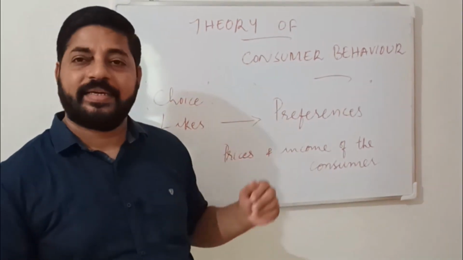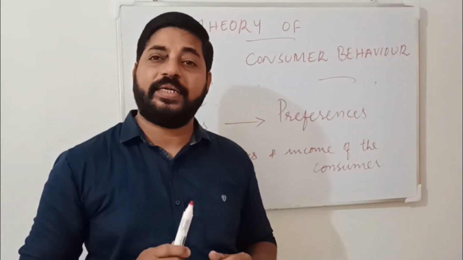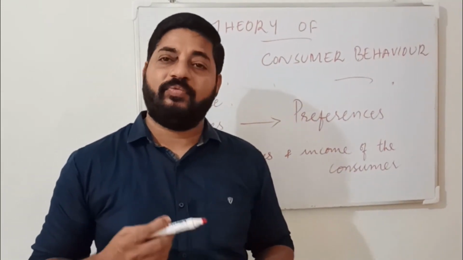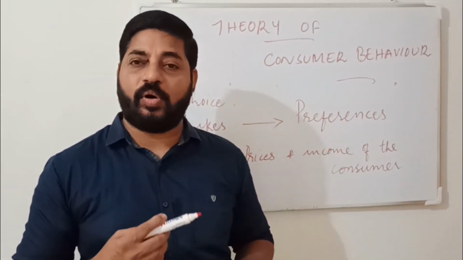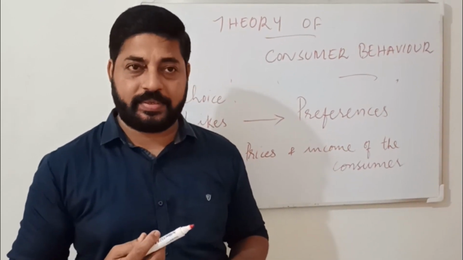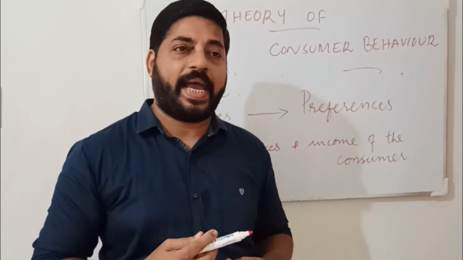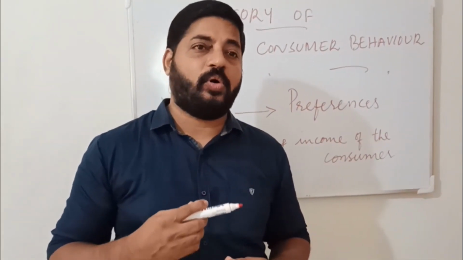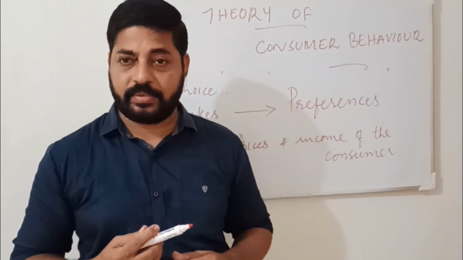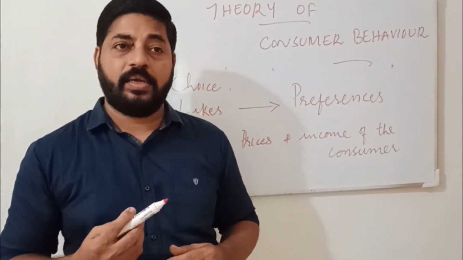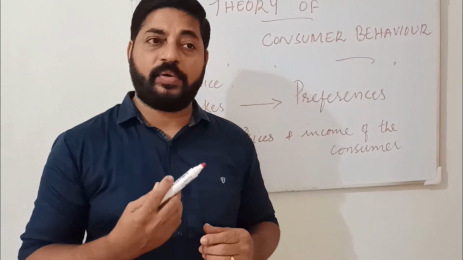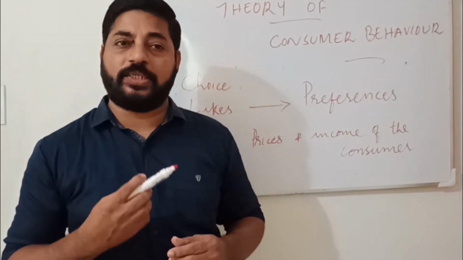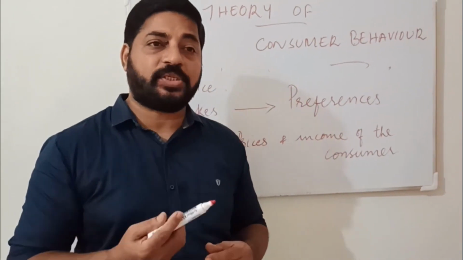Today we discuss theory of consumer behavior. In this chapter, we study the behavior of an individual consumer. The consumer has to decide how to spend his income on different goods. Economists call this the problem of choice. The consumer will choose his best combination.